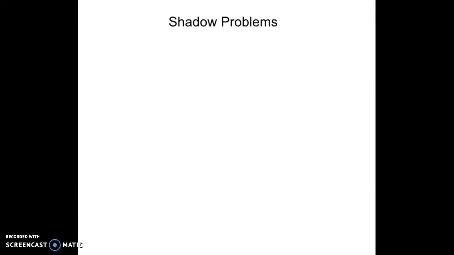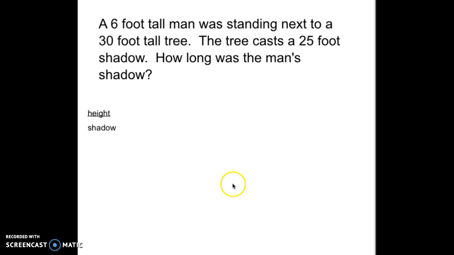Okay, today we're going to be doing shadow problems. They call them shadow problems because they involve shadows. So when we look at this, a 6-foot tall man was standing next to a 30-foot tree. The tree cast a 25-foot shadow. How long was the man's shadow?